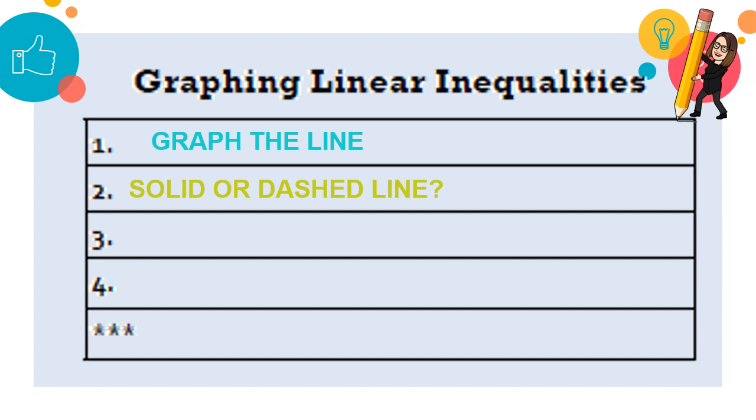Here's what's new, okay? The first new thing is your line when you connect your dots is either going to be solid or dashed. And here's how you tell. If it's just a less than or a greater than, it's dashed. If it's less than or equal to or greater than or equal to, then it's solid.